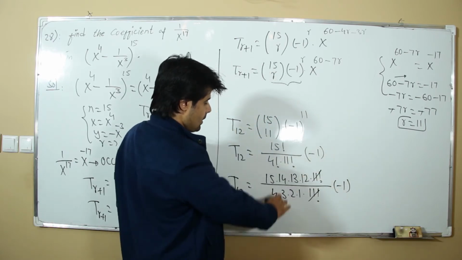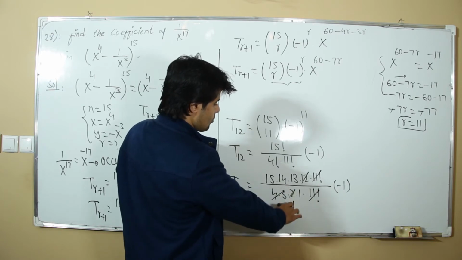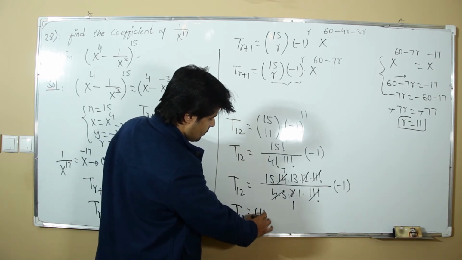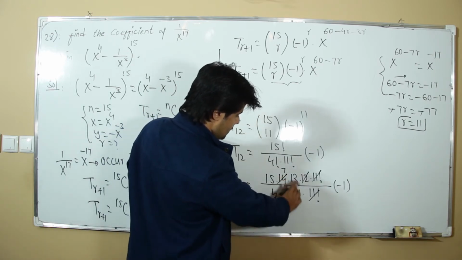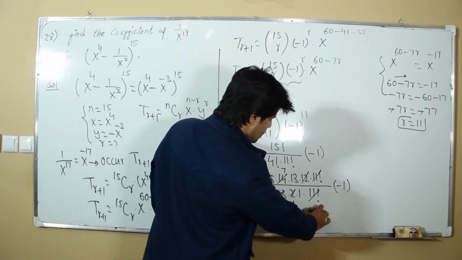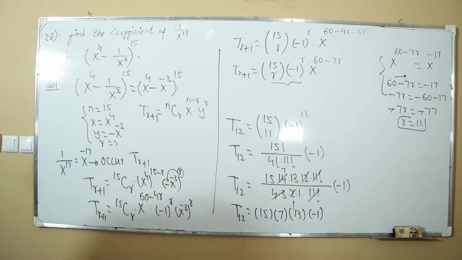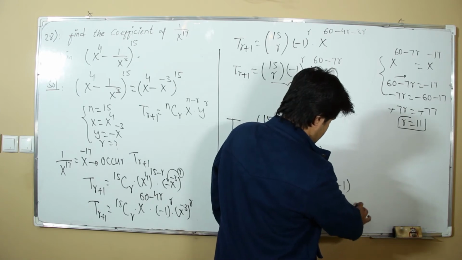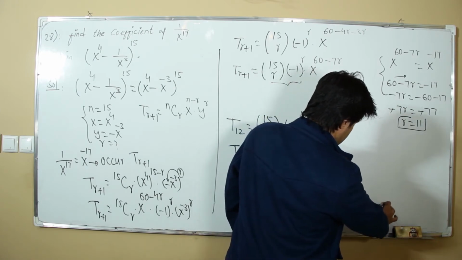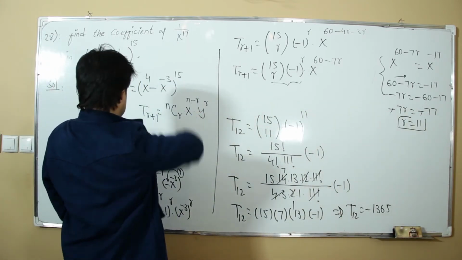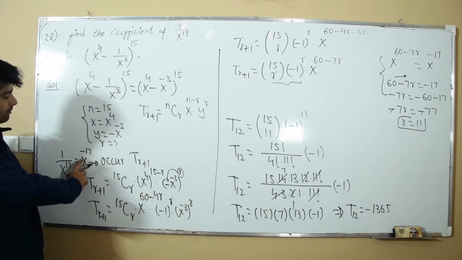This is cancelled. This one with this one we can cancel, and 2 with this one we have 7. Now the remaining is the answer, which is 15 multiplied by 7 multiplied by 13 and multiplied by minus 1. If you multiply all these terms, you will find minus 1365. So t12 is minus 1365, and the variable is 1 divided by x to the power 17, or x to the power minus 17.